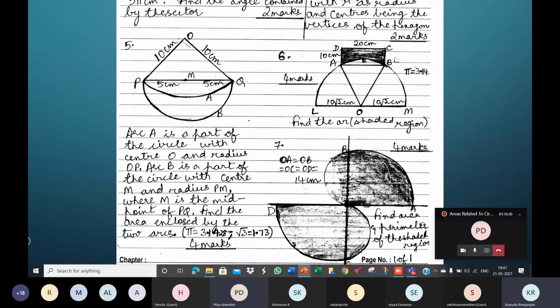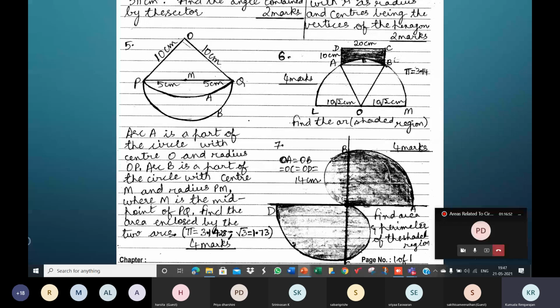OPQ, ma'am. In triangle OPQ, all the sides are equal to how much? 10 centimeters, ma'am. So it's an equilateral triangle, and hence angle POQ is equal to 60 degrees.